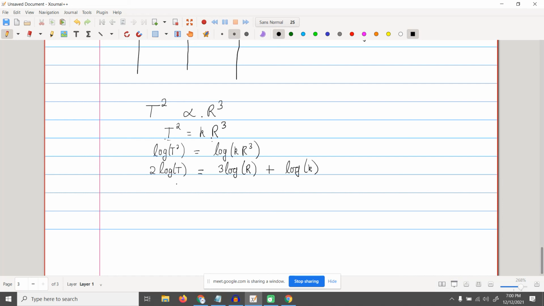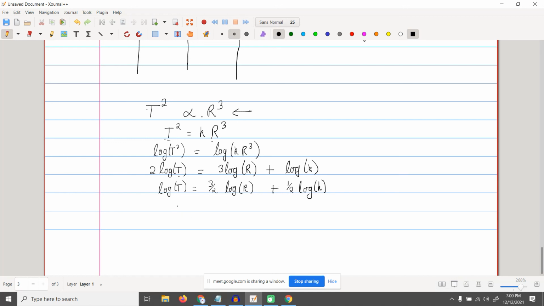Okay. Notice that this is in the form, or let me just divide this by 2. Log t is equal to 3 by 2 log r plus 1 by 2 log k. Everyone is understanding this? It's just simple. So this is Kepler's third law, t square proportional to r cube. I just applied the log on both the sides.